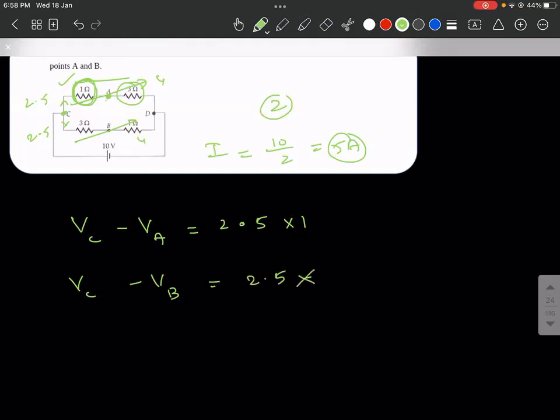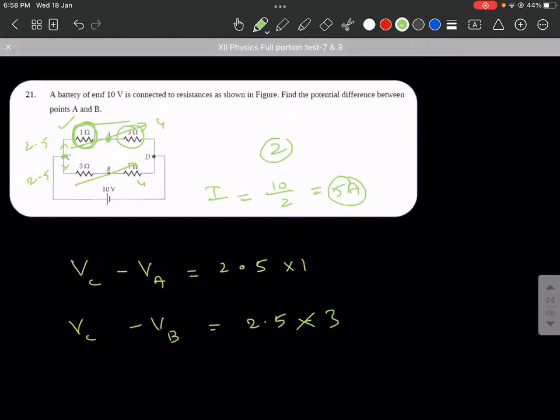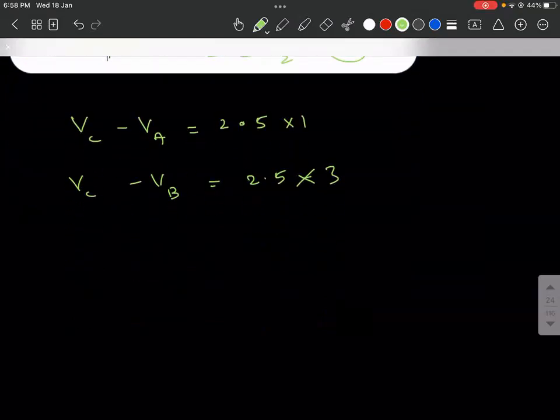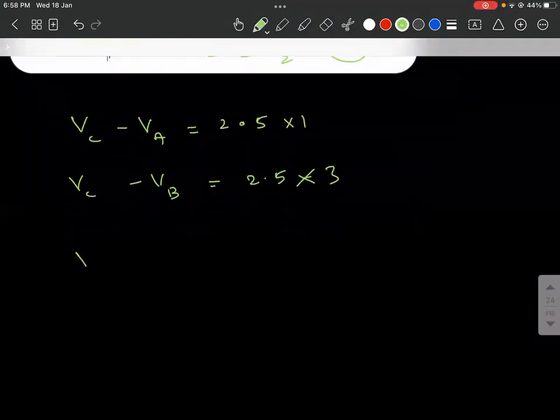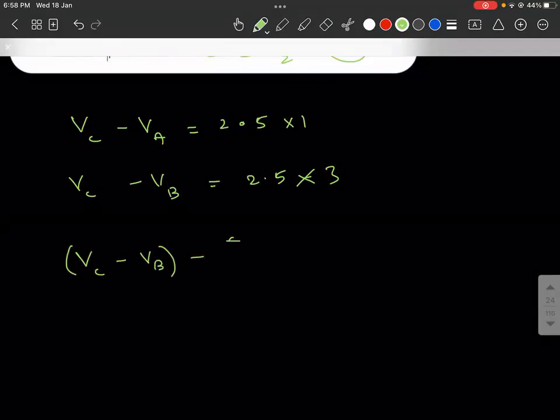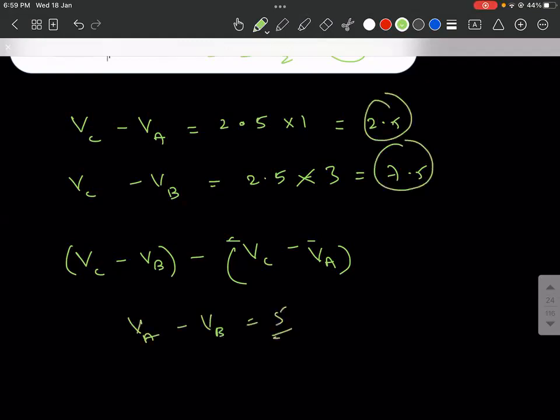2.5 into 3. Correct. So now, VC is the unwanted parameter because they are asking the potential difference between the points A and B. So they are asking VA minus VB. So if I need VA minus VB, I'll do VC minus VB minus VC minus VA. Why did I do 2 minus 1? Because I'm able to see that this value is more. So VA minus VB is basically 7.5 minus 2.5, which is 5 volt. So 5 will be the answer.